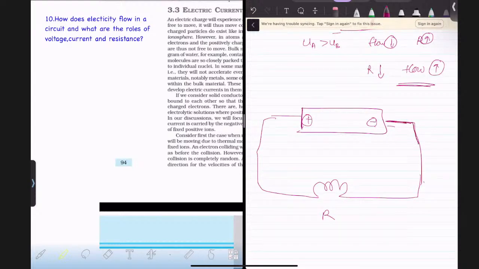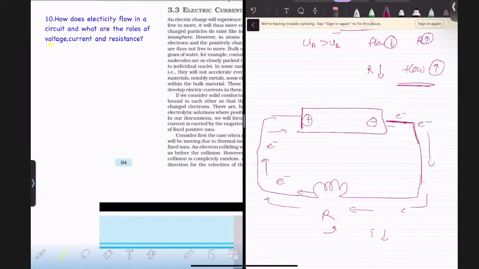conductor. A conductor has a lot of free electrons. So the free electrons are repelled by the negative terminal of the cell. So electrons start moving from here. So this is the way electricity flows. Here, if the resistance is high, you are obstructing the flow, so what will happen? The current flow will be less.